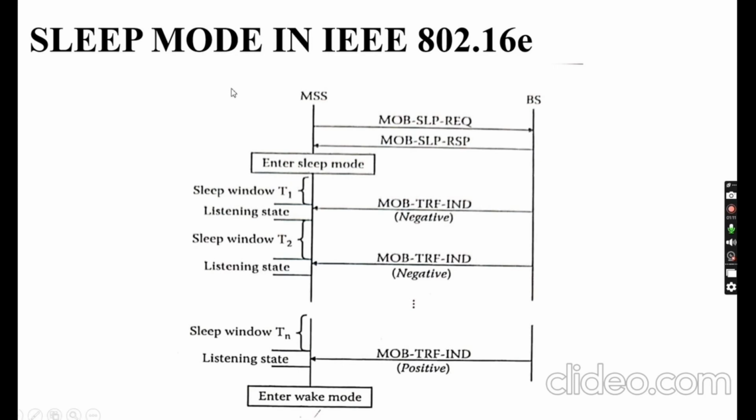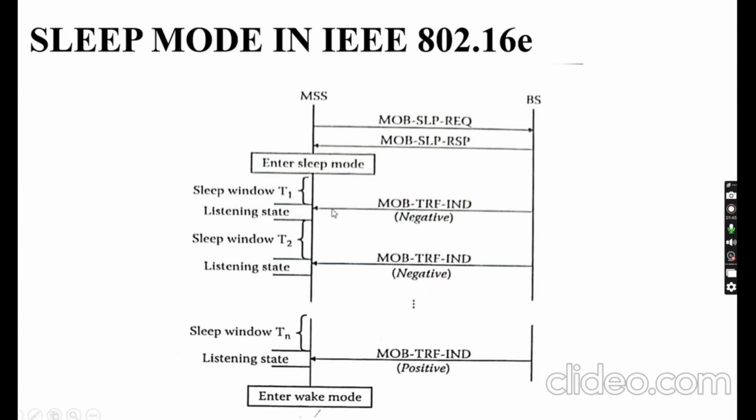In order to do that, a simple scenario is shown: one is a mobile subscriber station, MSS, and the other is a base station. Whenever the mobile needs to go to sleep mode, it will send a sleep request to the base station. Upon receiving the request, the base station will give a response. This response message will contain time slots: the initial time for the sleeping window, that is T1, and then the maximum time of the sleeping window, that is TN.